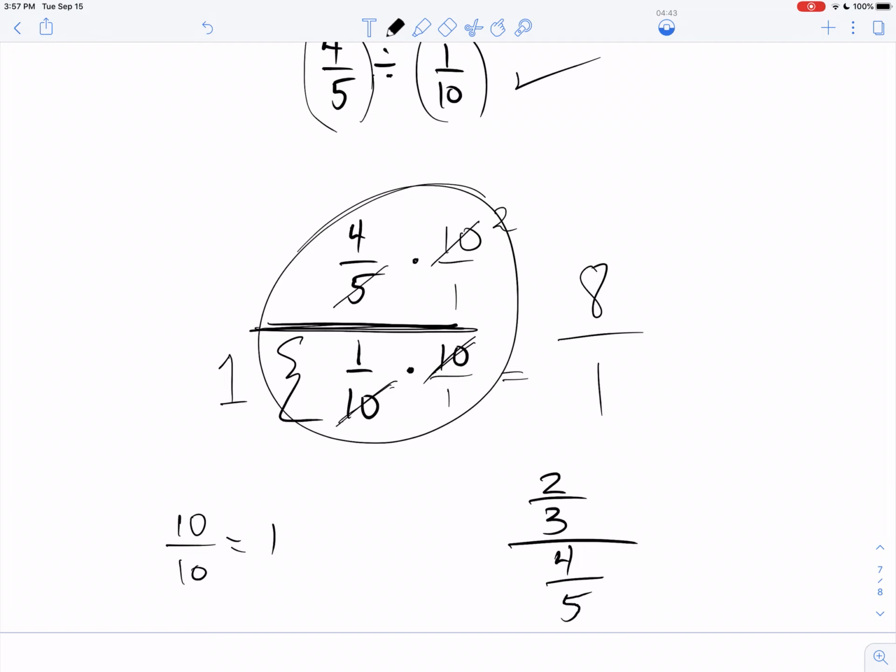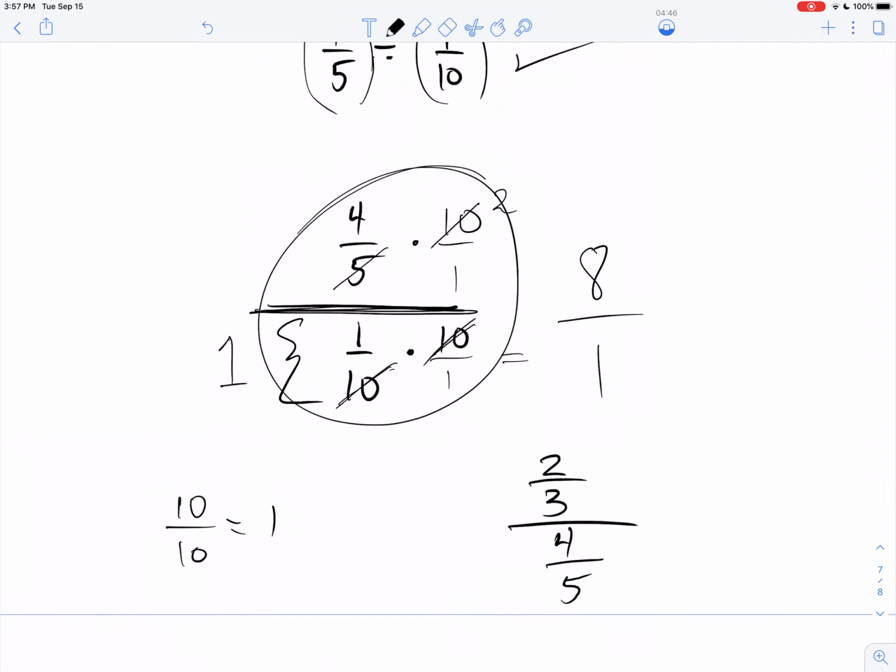See, this is a complex rational expression. It's got a fraction inside of a fraction. So let's look at 2/3 over 4/5. And here's what I'm going to show you to do. I'm going to tell you to multiply the top by 15 and the bottom by 15. Why do you think I picked 15? 15 is the least common multiple of the two denominators.